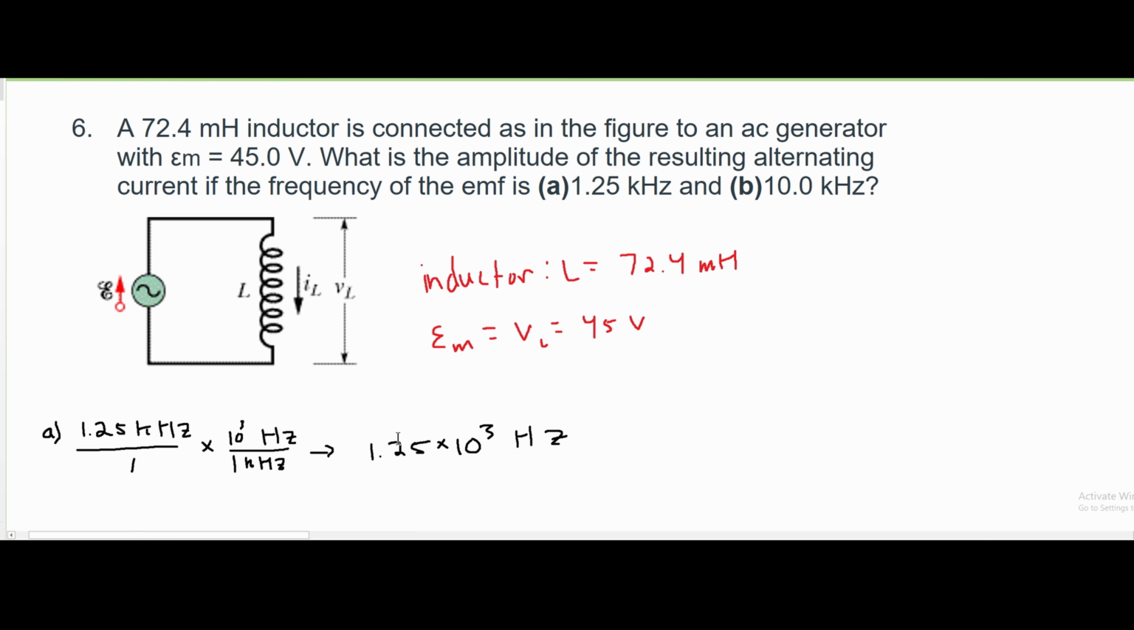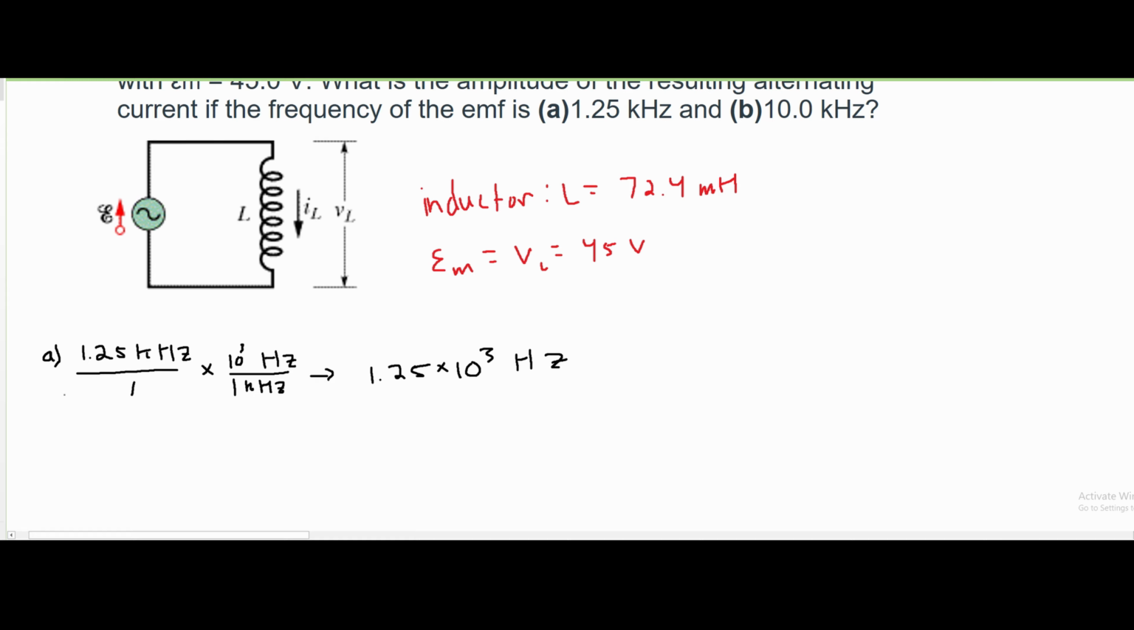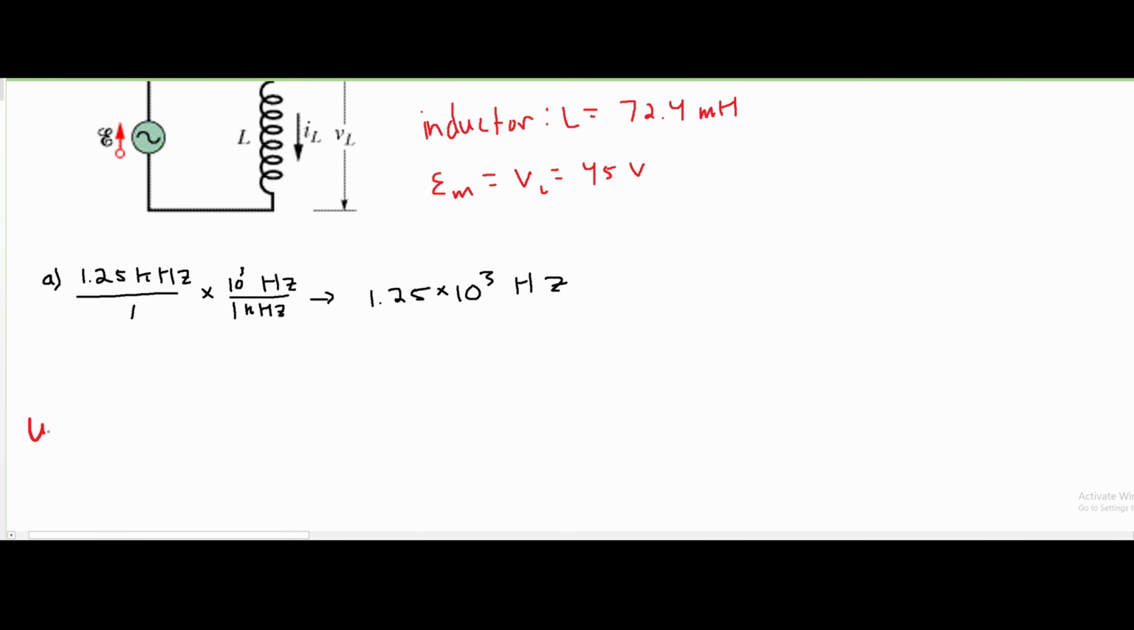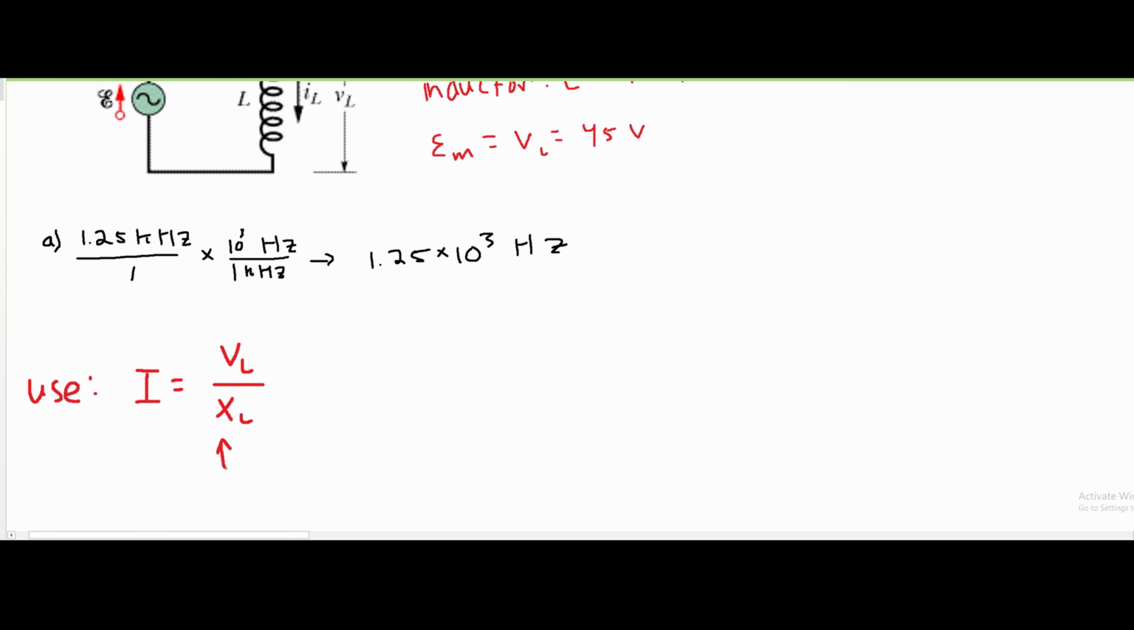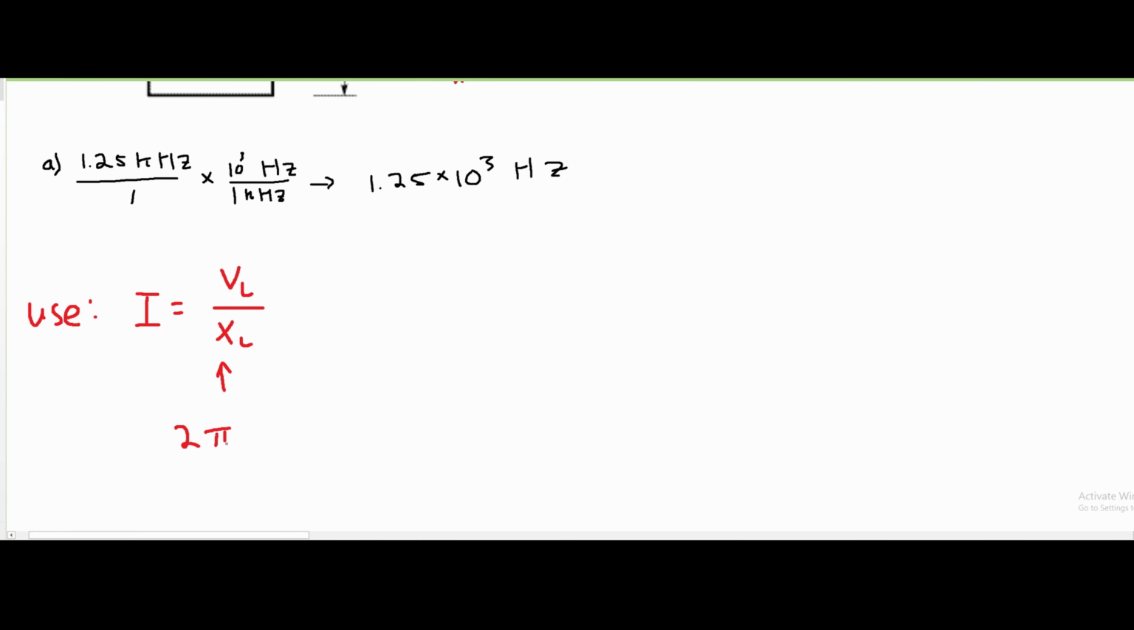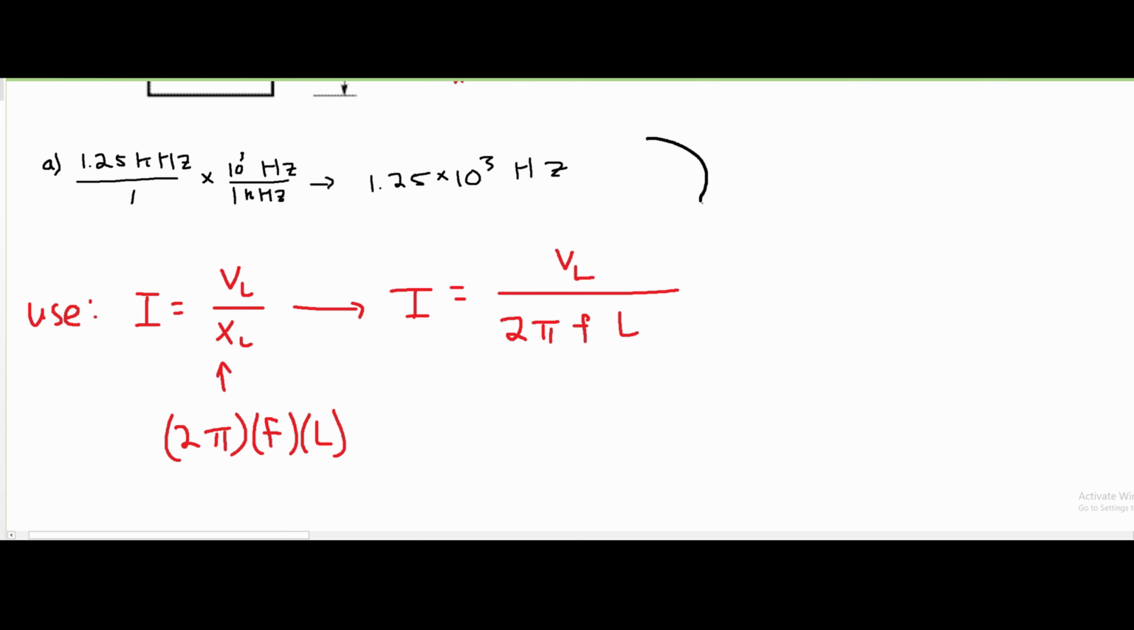That way we can plug it into our formula, and our formula is going to be similar to the previous example. It's going to be I is equal to V of L over X of L, and X of L is going to equal 2 pi times the frequency times L. If we write this out, it's going to be V of L over 2 pi frequency L. So now we can plug in our known values, and we know all of them.